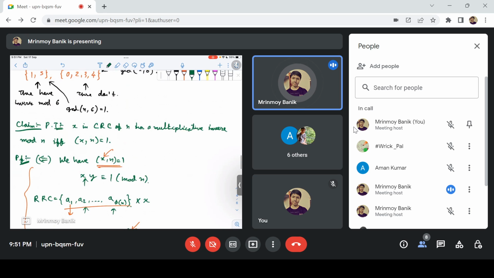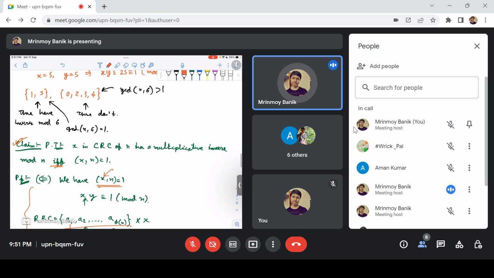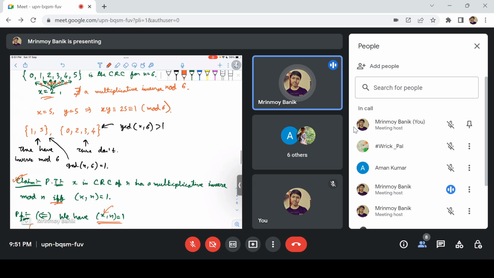So this claim is true as we supposed. This is an if and only if statement, right? We proved both ways. So that means for this set, the reduced residue class of 6, they have a multiplicative inverse mod 6. But this set, the complete residue class of 6 without the reduced residue class of 6, I don't think this set has a name, but none of the numbers in this set have a multiplicative inverse mod 6.